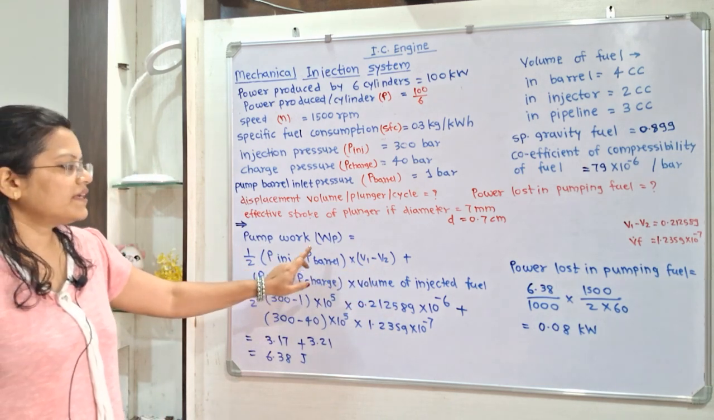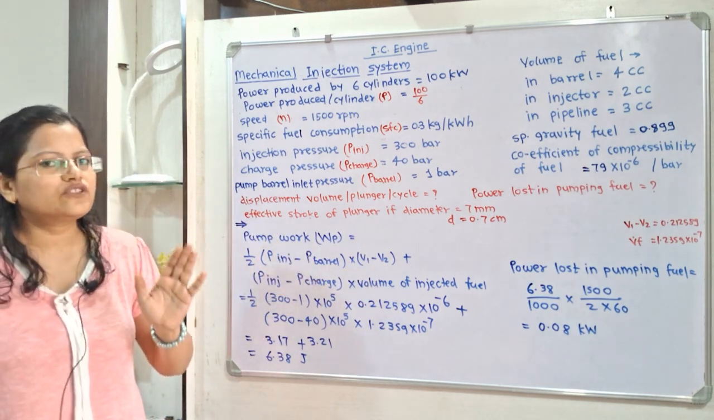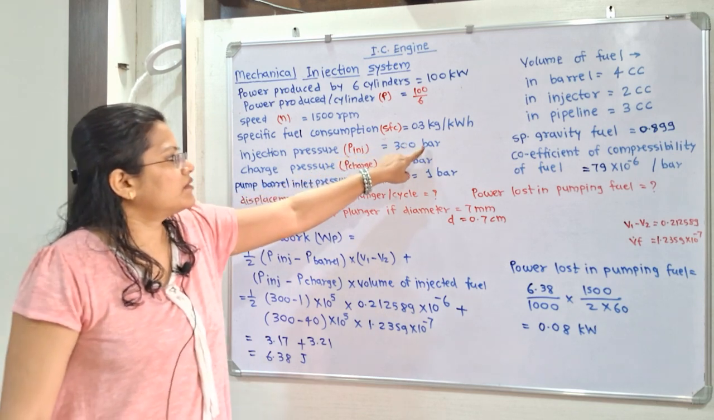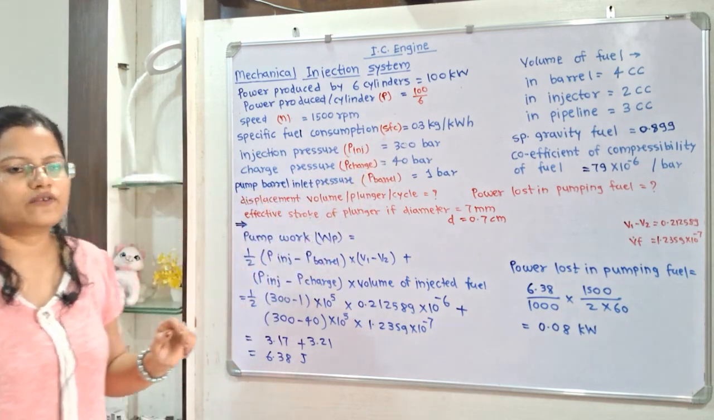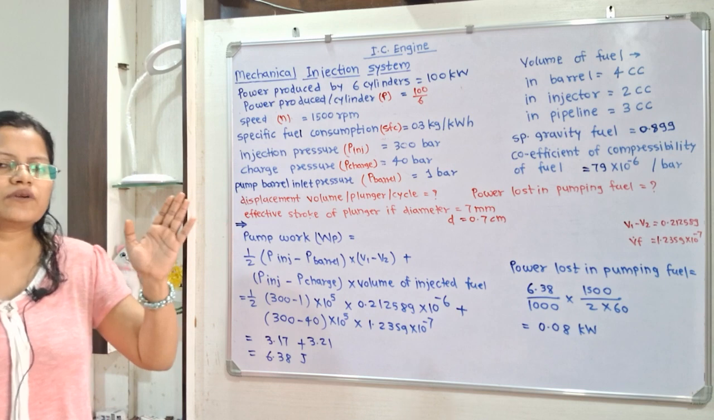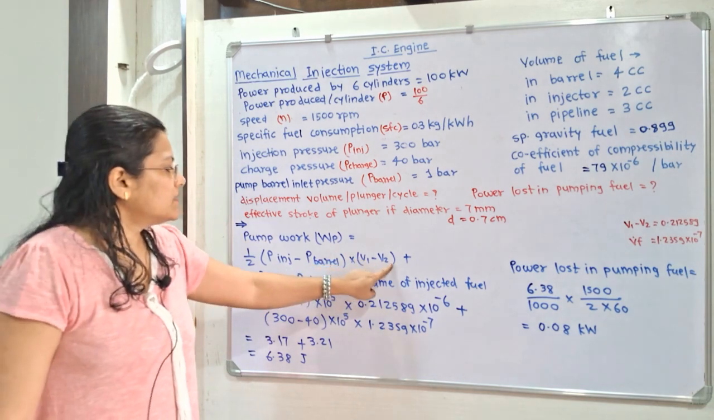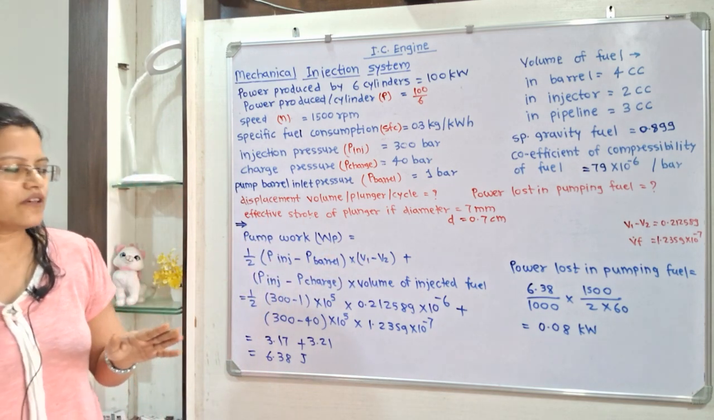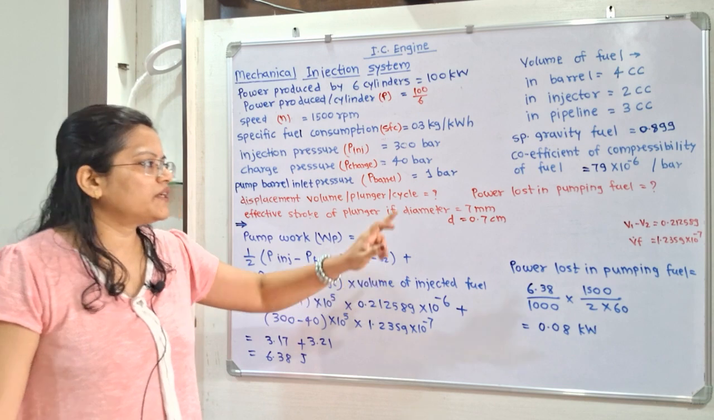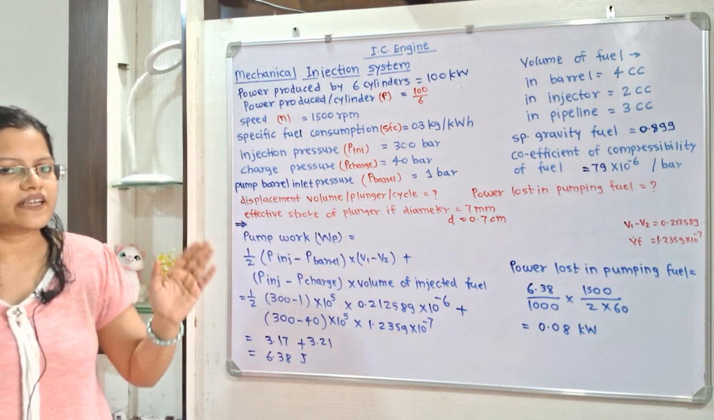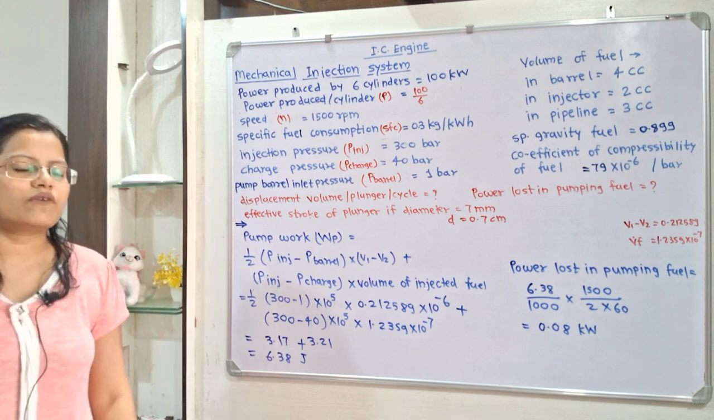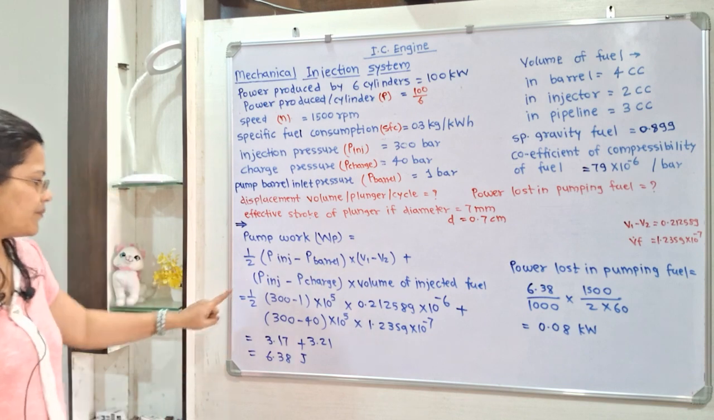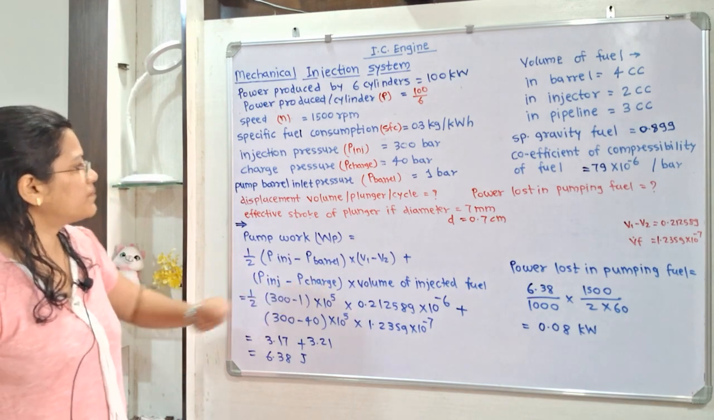Now this P, the standard unit is Newton per meter square. So we have to multiply the bar with 10 raised to 5 to convert it into Newton per meter square. And this change in volume has the standard unit meter cube. So this V1 minus V2, which is in Cc, that is centimeter cube, we have to convert into meter cube. Plus, now we will move to the second term, P injection minus P charge.